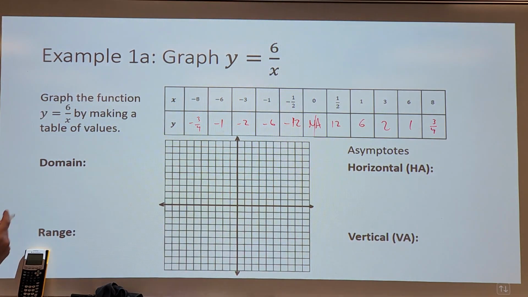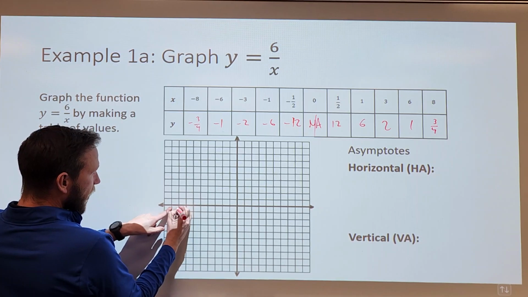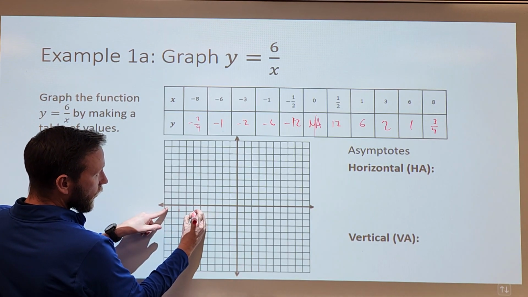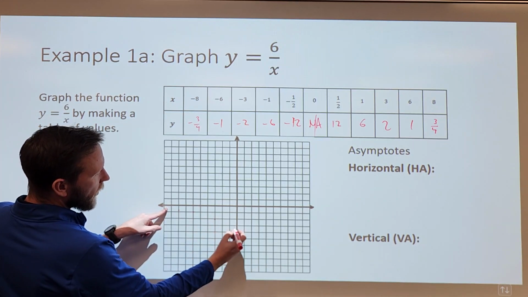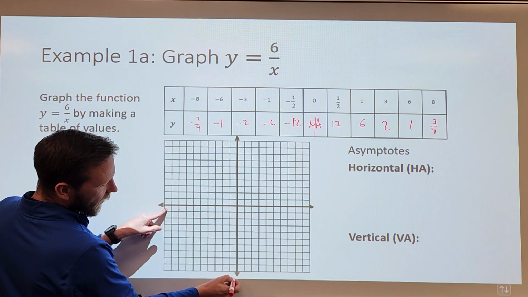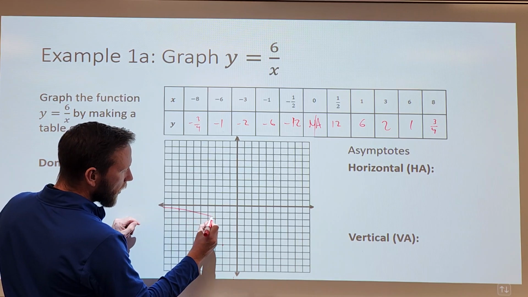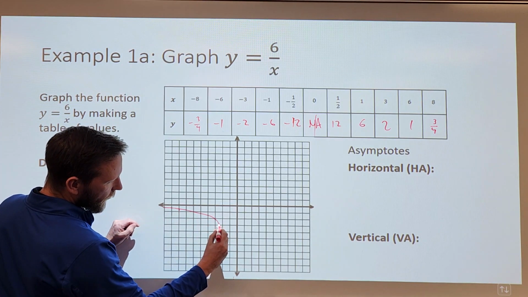All right, so let's plot these dots and let's see how this shakes out, okay? At negative 8, we've got negative 3/4. At negative 6, we've got negative 1. At negative 3, we've got negative 2. At negative 1, we've got negative 6. And at negative 1/2, we have negative 12, which is going to be way down here. All right, so this picture looks pretty similar to the one that we had before.